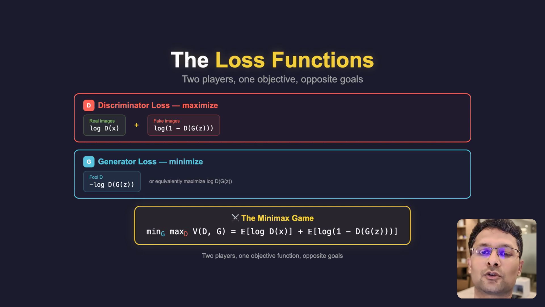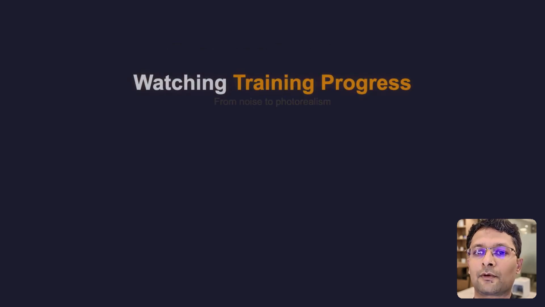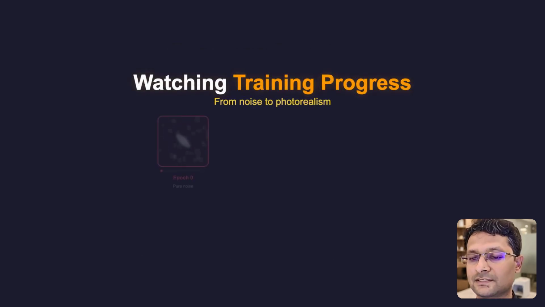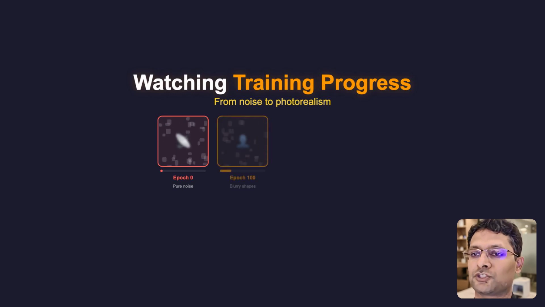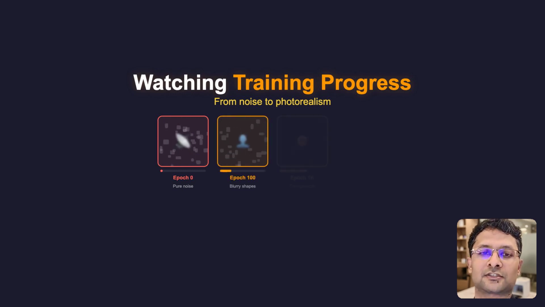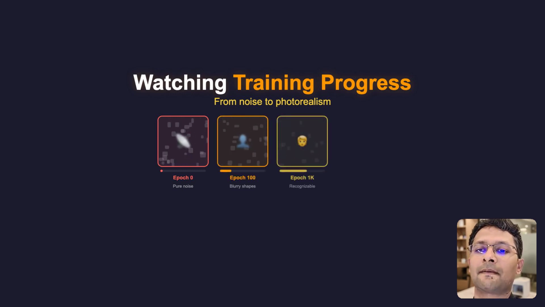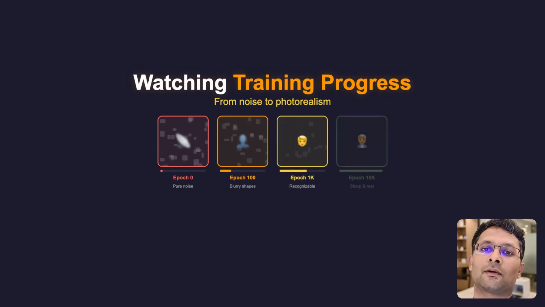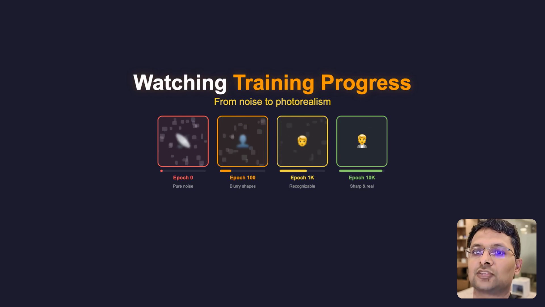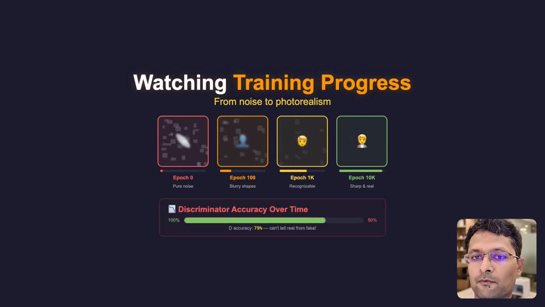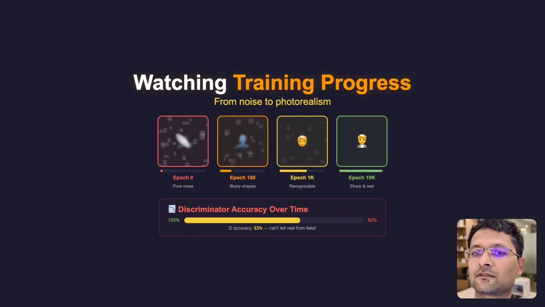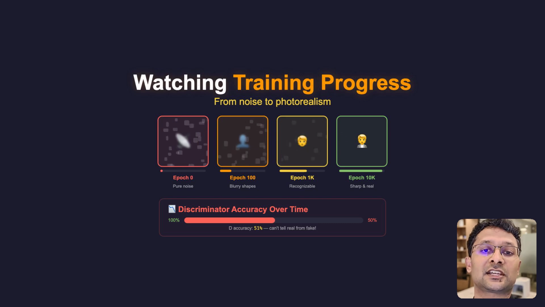What does training actually look like over time? In the early epochs, the generator produces pure noise, the discriminator easily rejects everything. After a few hundred steps, shapes start to emerge, blurry, distorted, but recognizable. By the thousands of steps, the images sharpen, details appear, eyes, hair, textures, and eventually the generator produces images that look remarkably real. The discriminator's accuracy drops toward 50%, it genuinely can't tell the difference anymore.